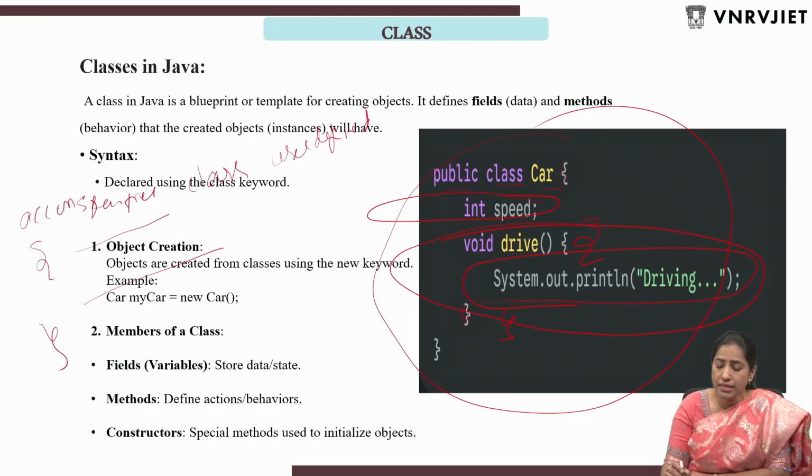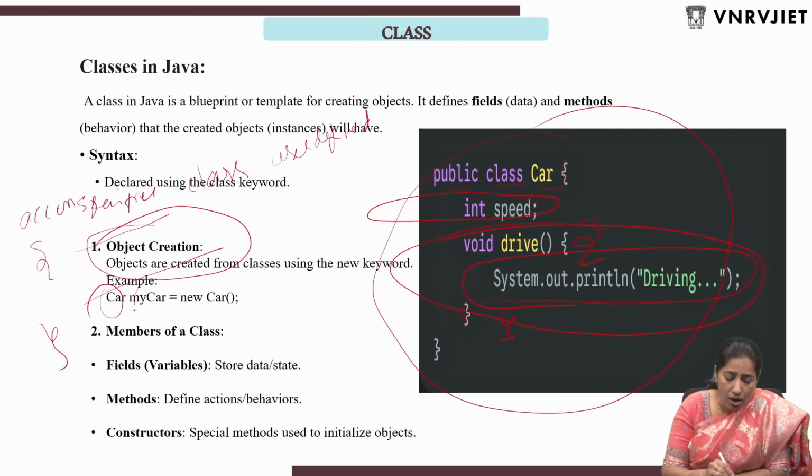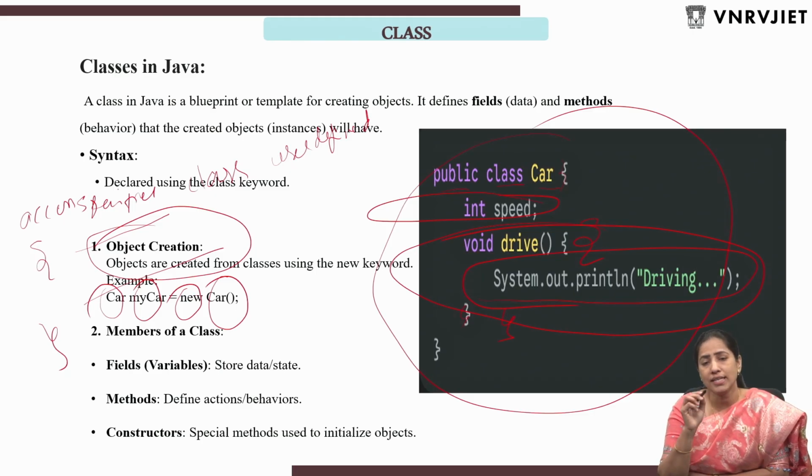And for this car class, I can have different types: BMW, Toyota, all that. So how can I have different instances of this class, the car class? Then I have to create an object for it. So how can I create an object for it? Class name, object name, use the keyword new, and the constructor. What is a constructor? A constructor is the same as the class name with open and close parentheses. Okay, so this is how I can create an object in Java for a class.